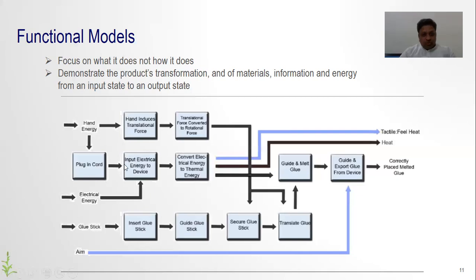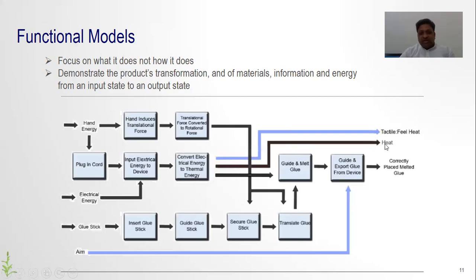then it also puts input, electrical energy, into the device. Then it converts the electrical energy to thermal energy. Parallelly, the translational force converted to rotational force comes directly here, to source glue stick and translate glue. But once the electrical energy is converted to thermal energy, it gives tactile feel of heat, meaning it is a touching heat.